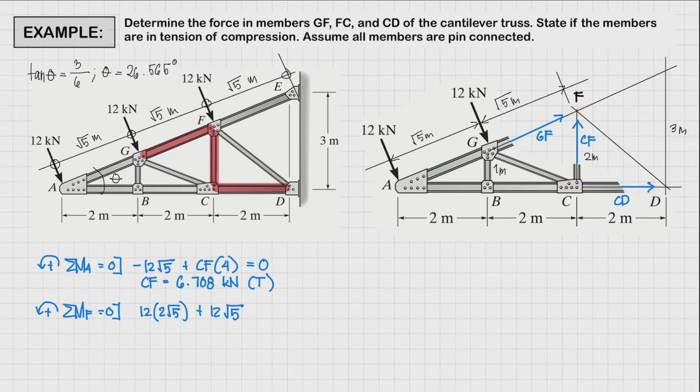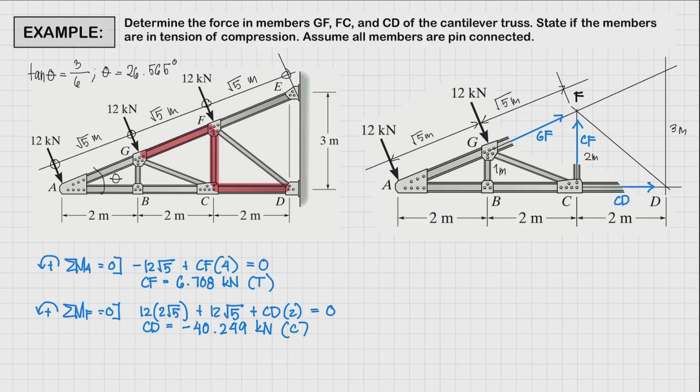Okay. So let's write that. Positive CD times 2 meters. And the whole thing is going to be equal to 0. Right? So we have one equation, one unknown. You can now solve for CD. And that is going to be negative 40.249 kilonewtons. So since that is negative, that means our member is under compression.